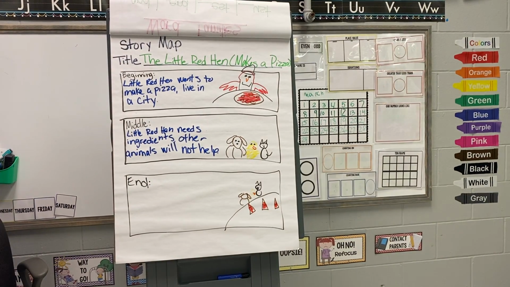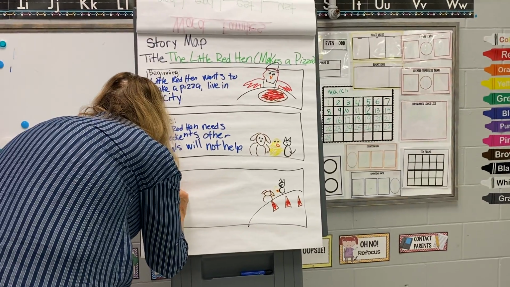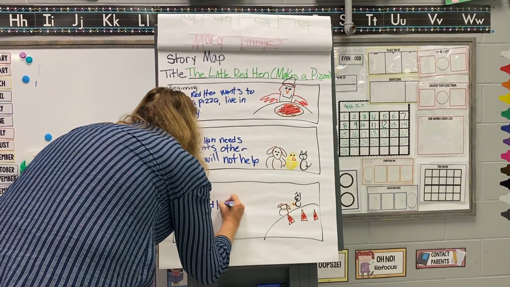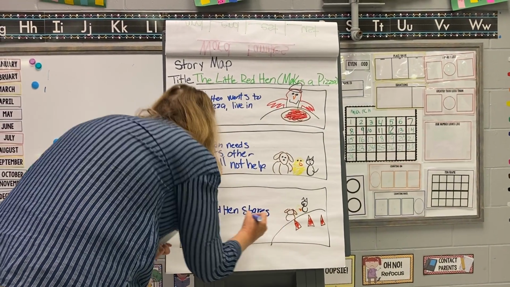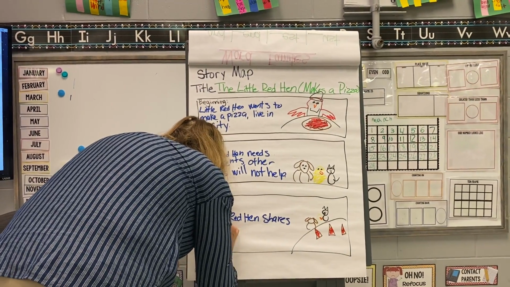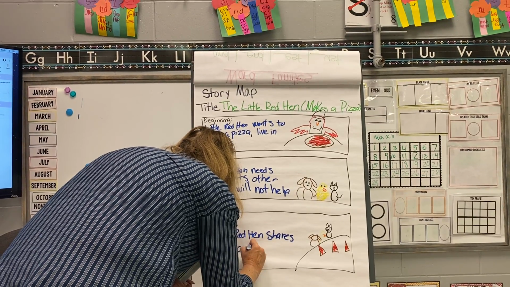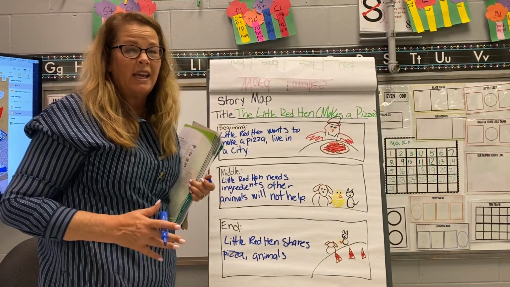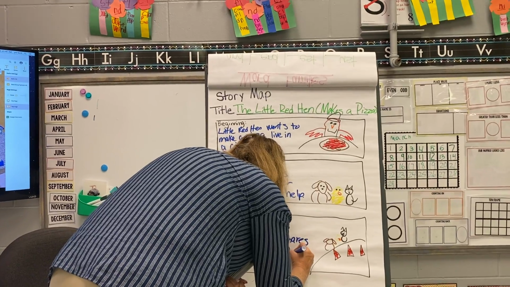So in the end, Little Red Hen shares... what does she share? Little Red Hen shares pizza. And who eats it? The animals. And what else did the animals do? Do you remember? They were very grateful for the pizza, even though they didn't help her make it. So they end up cleaning up, right?